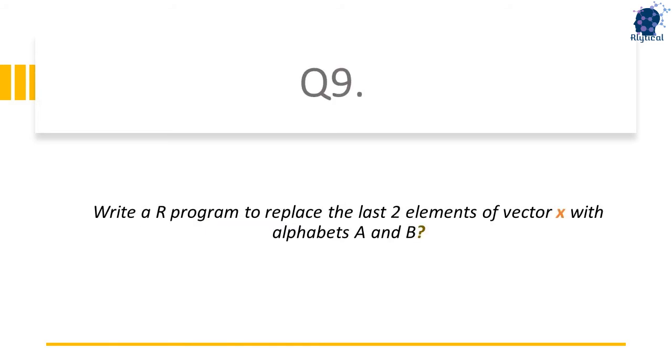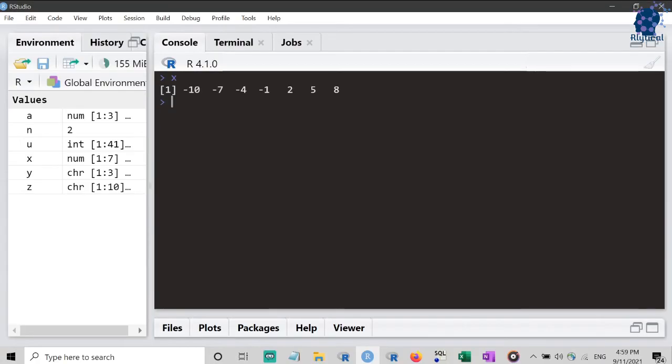Let's move to question number 9. Write a R program to replace the last two elements of vector x with alphabets A and B. We learned in part 4 that we can modify the elements by writing the original vector to the left and the new vector to the right of the assignment operator. Say for example, I have typed the code to replace the second element of my sample vector A with 5. We can use the same approach to solve this question as well.